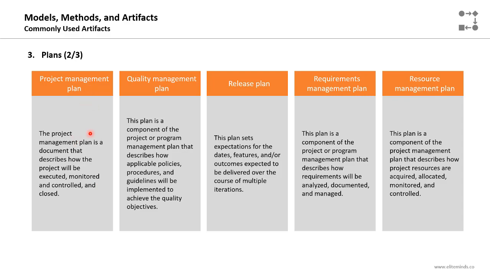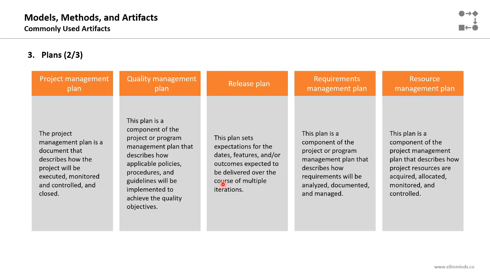Quality management plan, it's also a component of the project or the program management plan that describes how applicable policies, procedures, and guidelines will be implemented to achieve the quality objectives of the project. We will think in advance how we are going to conduct all the quality management activities in the project.